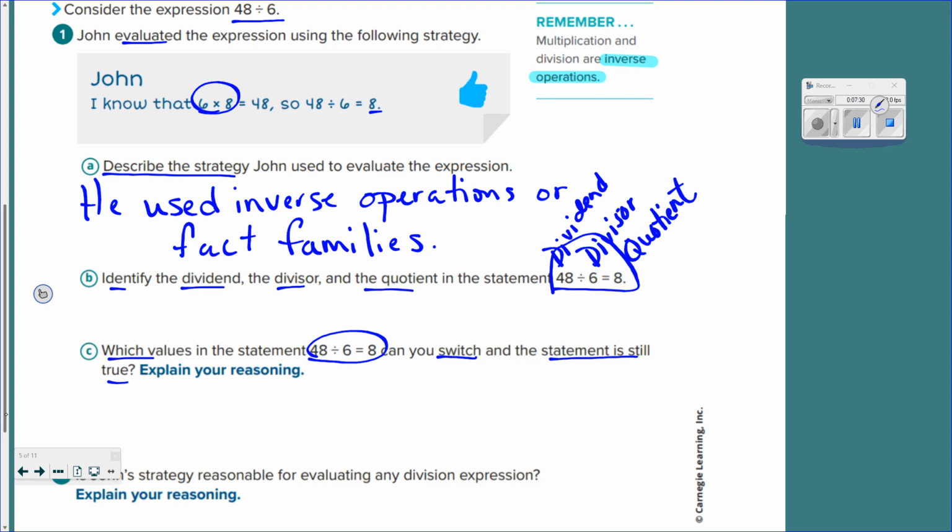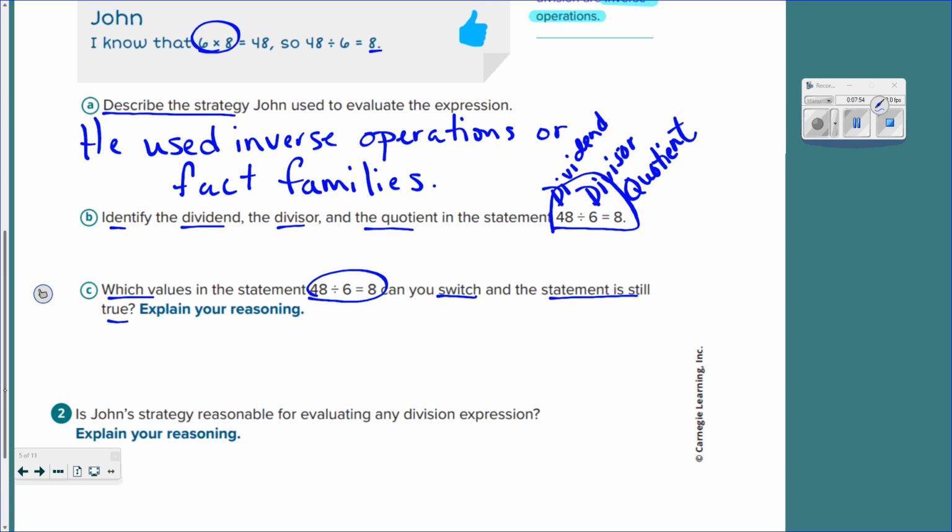Which numbers can I switch around? You do? The quotient and the divisor. Okay, the quotient and the divisor. Why are they still true? Because in multiplication, you can use the inverse, and the quotient times the divisor equals the dividend, which means the inverse operations. Good.